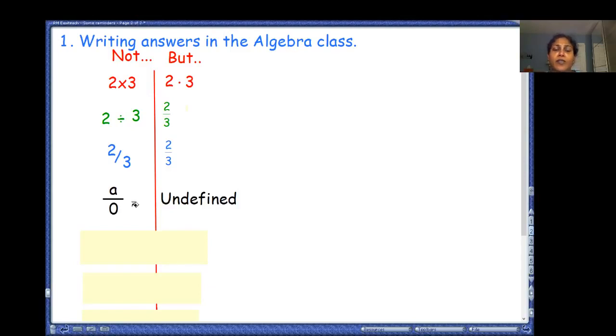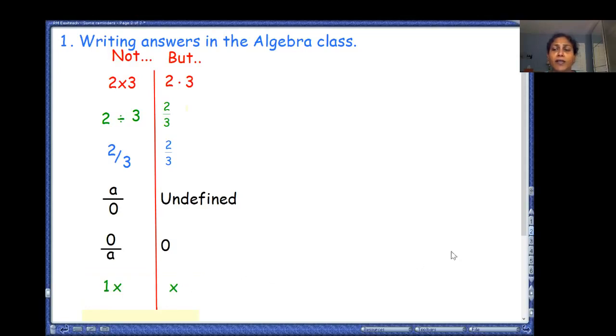Whenever you end up with an answer where the 0 is in the denominator, you cannot leave your answer as a over 0. In the next step, you have to write that it is undefined. The number is undefined. Similarly, when you solve a problem and you end up with a 0 in the numerator with a variable in the denominator, you cannot leave your answer in this form. The correct answer is 0 because the value of this number is 0.